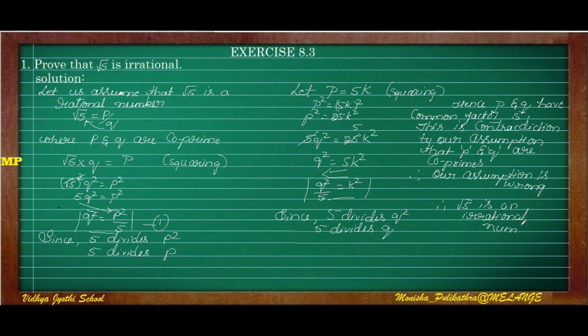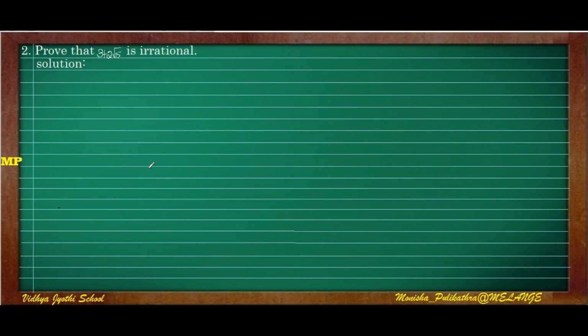So this is the way of doing the problem. The problem fetches 2 or 3 marks in your exam, and it is very important. I hope you understood this. Let us move on to the second question of this session. Just like the previous, we have to prove that 3 plus 2 root 5 is irrational. So first we have to assume it as a rational number.